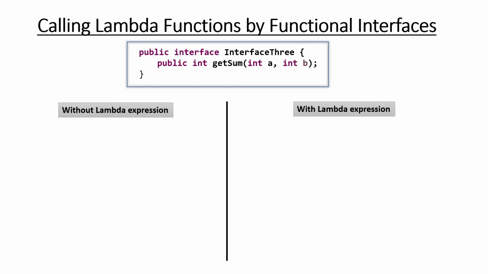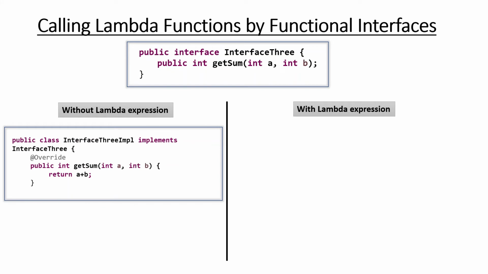Here we don't know what a lambda expression is. So what we'll do is we'll provide a class that will implement this interface, and that class will provide the definition for the getSum method. So our code will look something like this. Public class Interface3Impl implements Interface3, and here we have overridden the abstract method getSum. This getSum method takes two input parameters and returns the sum which is obtained by adding these two numbers.